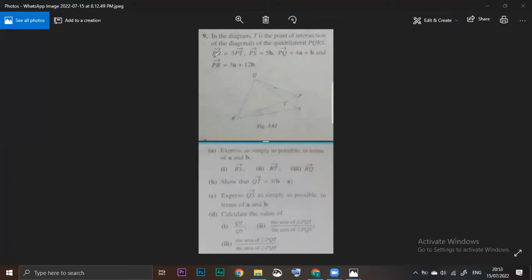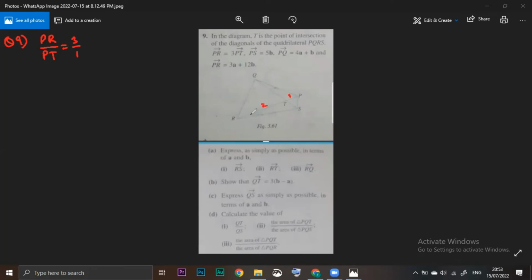First of all, we will deal with this ratio. We will convert this one into a fraction. PR over PT is equal to 3/1. PR is 3 portions, then PT is 1. PR in total is 3 portions and PT is 1. So PT is 1 portion.